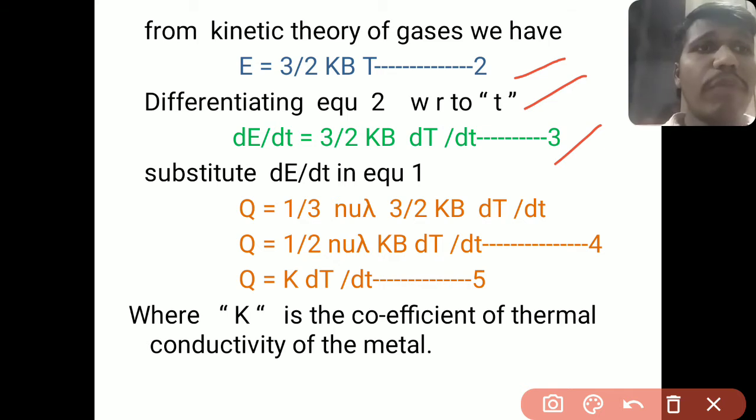Now equation 1, you know that Q is equal to 1/3 nu lambda into dE/dt. So we substitute dE/dt from equation 3 into equation 1. Q is equal to 1/3 nu lambda, and dE/dt is 3/2 kB into dT/dt. So we get Q equal to 1/3 nu lambda, 3/2 kB into dT/dx.